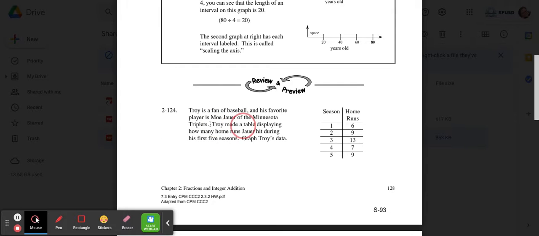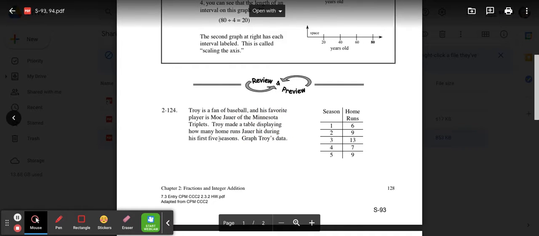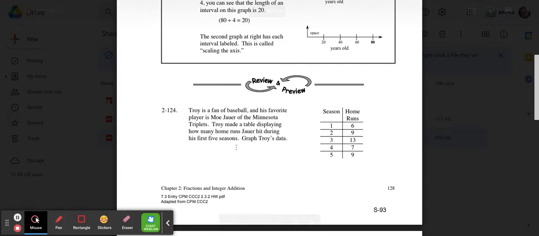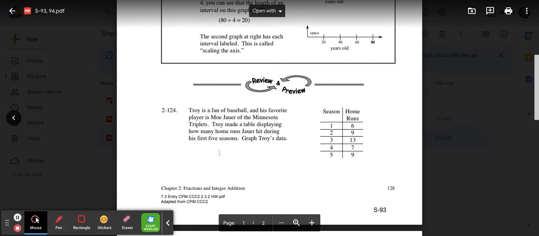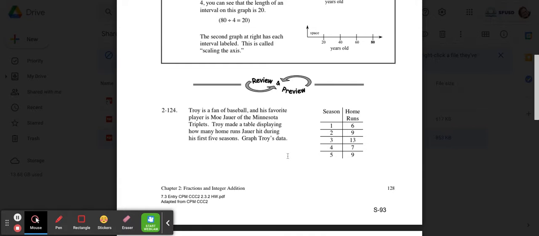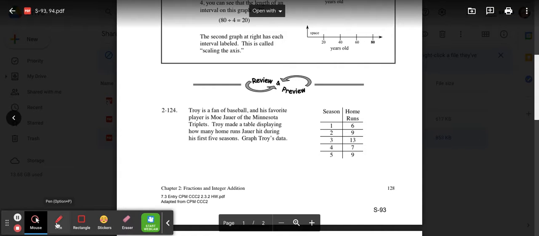I'm going to start on this second sentence here. Troy made a table displaying how many home runs Wire hit during his first 5 seasons. Graph Troy's data. So we have seasons 1 to 5 here and how many home runs his favorite player hit. So in order to graph that, we're going to set up our X and Y axes.